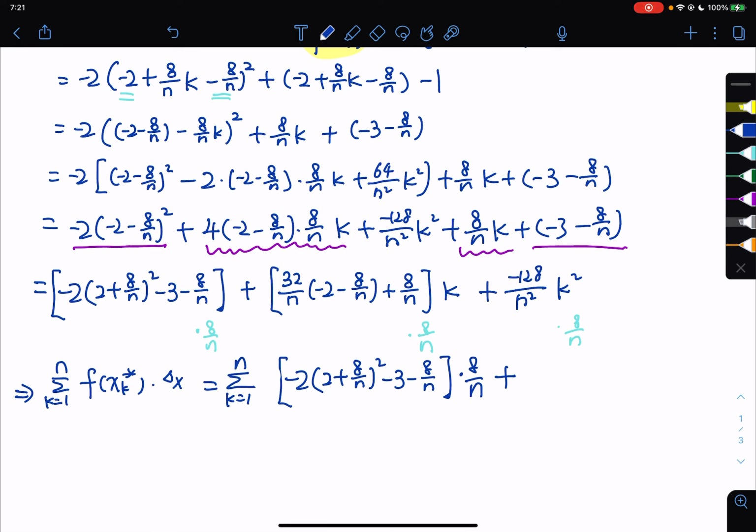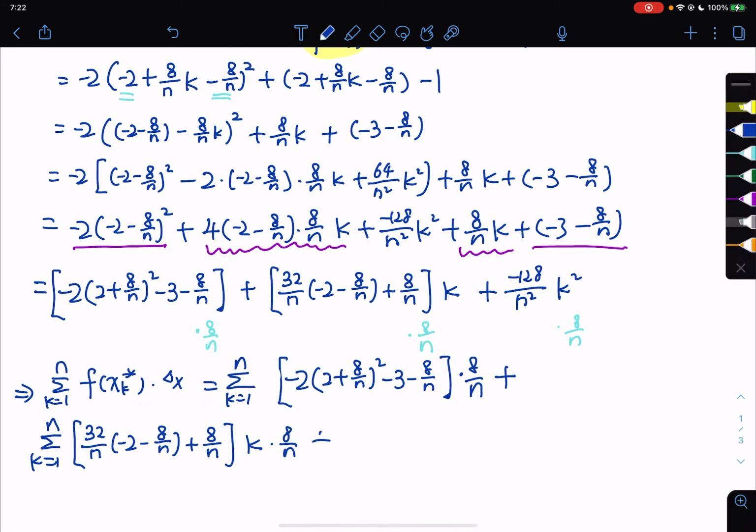And then my second one. K goes from 1 to n. I have my second expression here. Don't forget there's a k. And then multiply by 8 over n. And similarly, sigma of negative 1 to 8 over n squared times 8 over n times k squared.